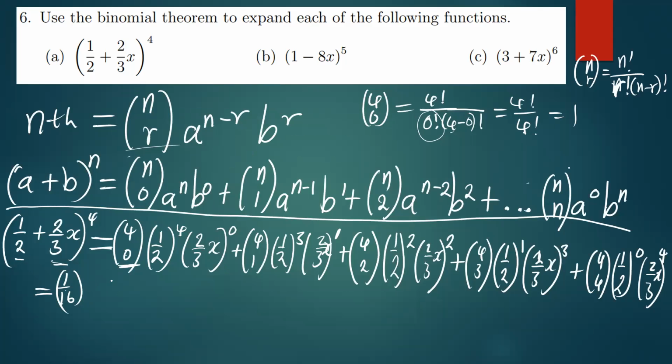All right, so we have this, and then this is our first term. Move on to the second term. So we're done with this part. Move on to this part. 4 choose 1 is also going to give us, so 4 choose 1 gives us what? So 4 choose 1 will give us 4.